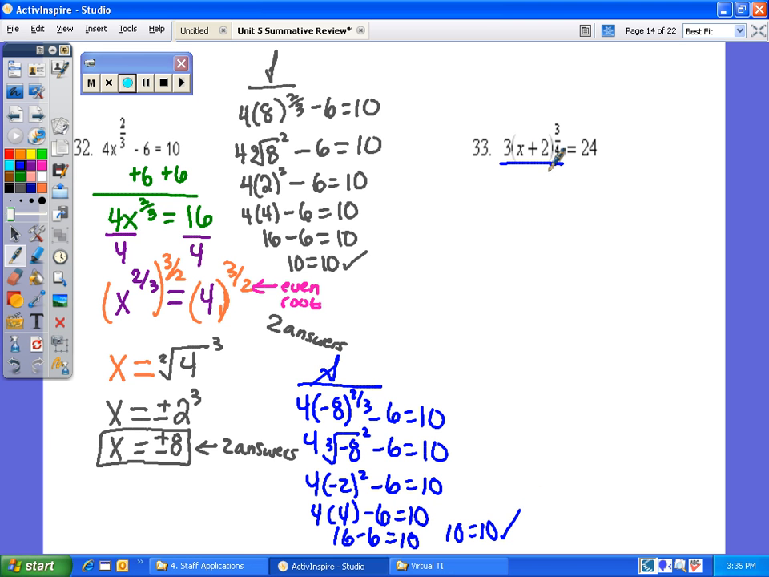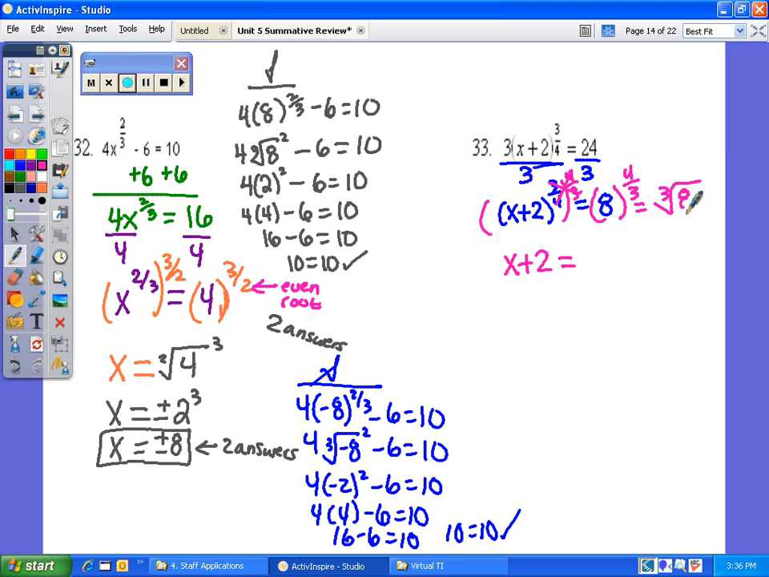So here we have a 3 in the front. Let's get rid of that first. And we're left with x plus 2 to the 3/4 equals 8. Now remember, the best way to get rid of a fractional exponent is to raise it to the reciprocal. So that's 4/3. Not an even root, so you're only going to have one answer. So these cancel out. And x plus 2 equals the cube root of 8 to the 4th power. Well, the cube root of 8 to the 4th power is 2 to the 4th, and that's 16. So minus 2x equals 14.